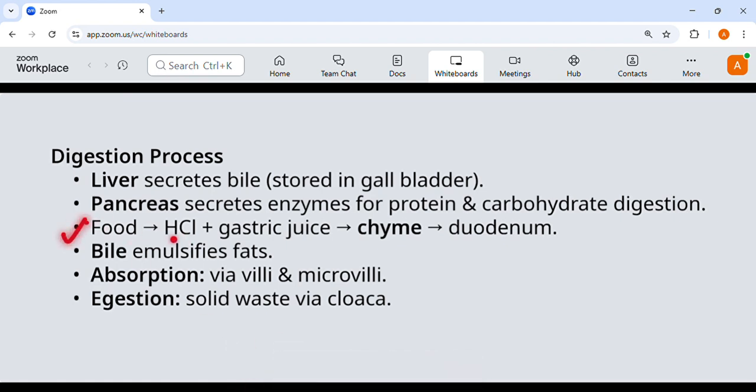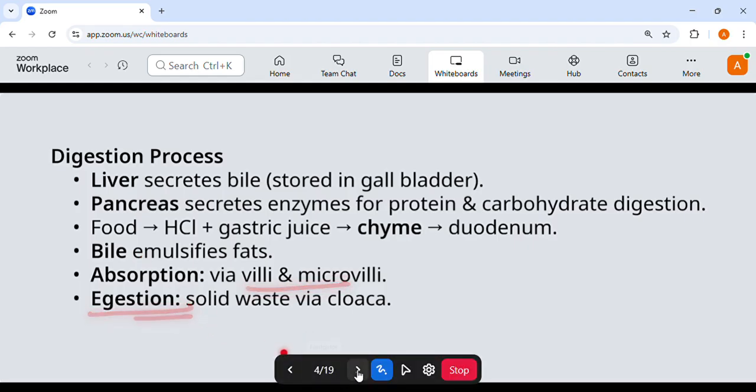So first, food is mixing with HCl and gastric juices in the stomach, forming chyme, which reaches the duodenum, then ileum, then rectum, then cloacal aperture. Liver secretes bile, which is stored in the gallbladder and helps in emulsification of fat. The nutrients are absorbed in the intestine by villi and microvilli. The unabsorbed fecal waste will pass through rectum, then cloaca and cloacal aperture, nothing but egestion. So this is about the digestion process in frog.